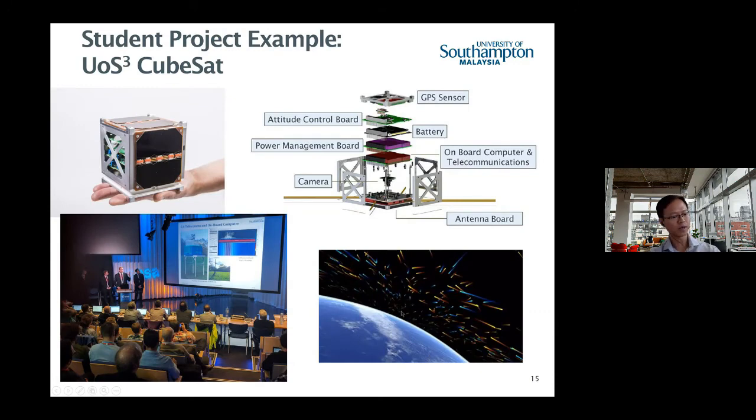An example of what our students at Southampton get up to. This is one project that our group design project students were involved in. They designed a CubeSat, and this CubeSat is meant to monitor space debris. And what is space debris? If you keep sending satellites out into space, they operate for a number of years, eventually they go out of service. So they become space junk.